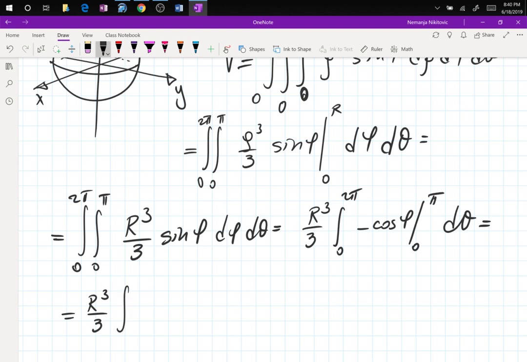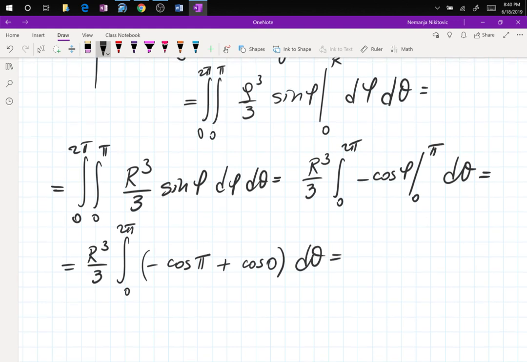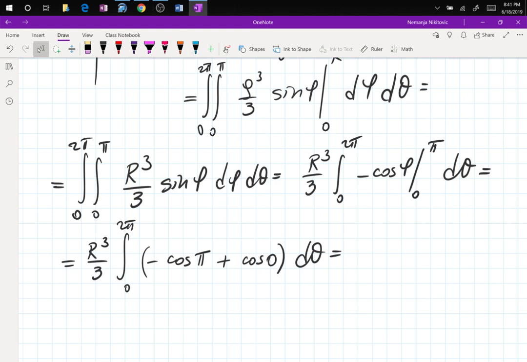I still have the integral from 0 to 2 pi, and now cosine. So this is going to be negative cosine of pi plus cosine of 0, d theta. Well, what's the cosine of pi? It's negative 1, right? And the negative in front makes it 1, and then plus 1, it's 2. So this whole thing over here is equal to 2.